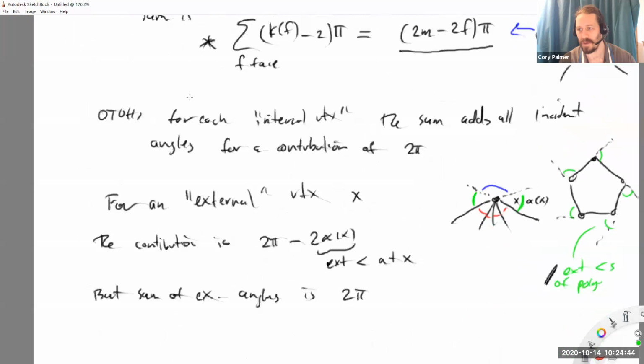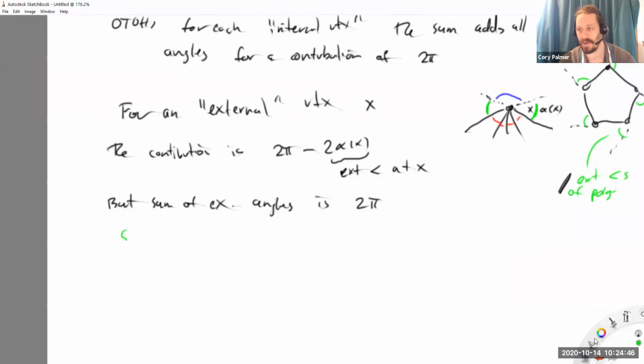So summing angles at vertices gives a total of, why didn't I write that down? Yeah, it should be 2 times pi times the number of vertices.